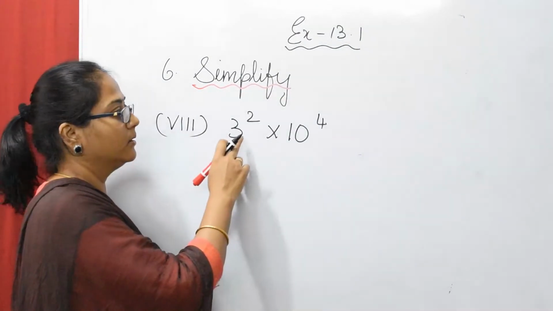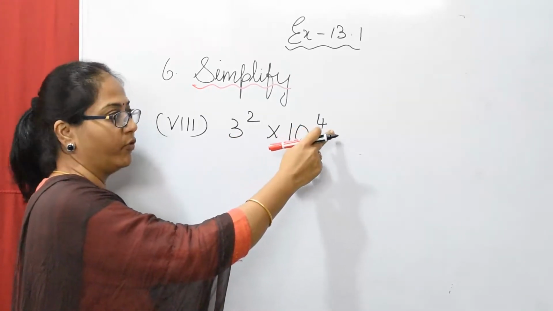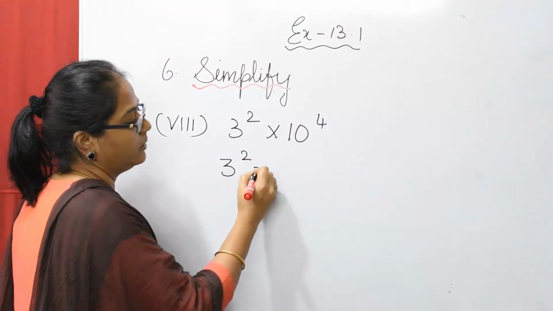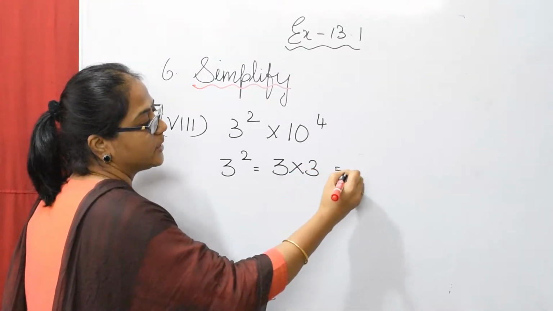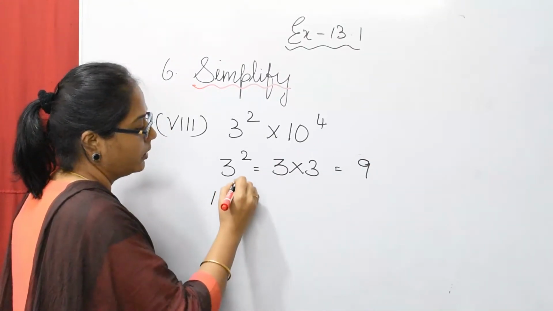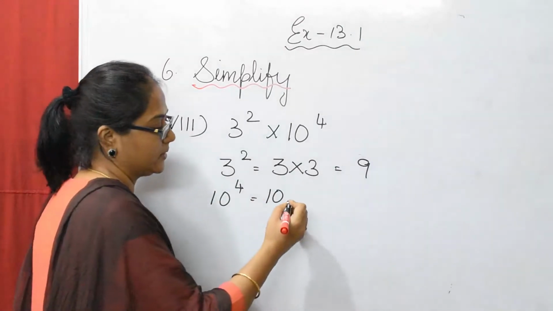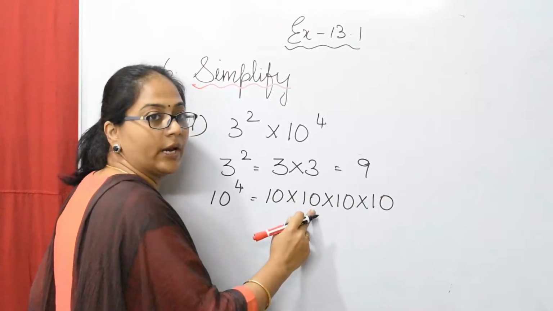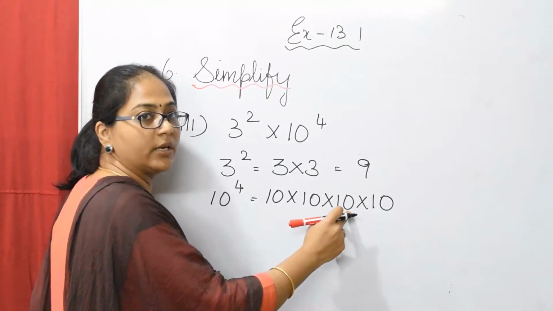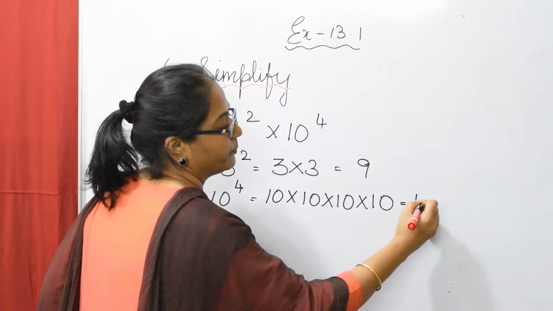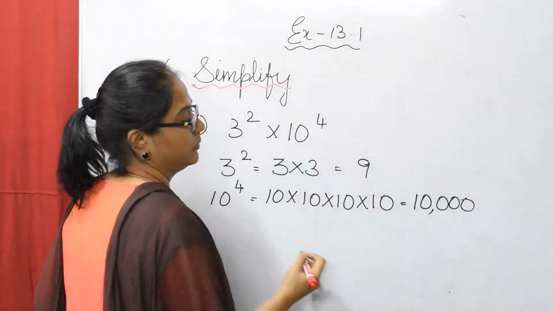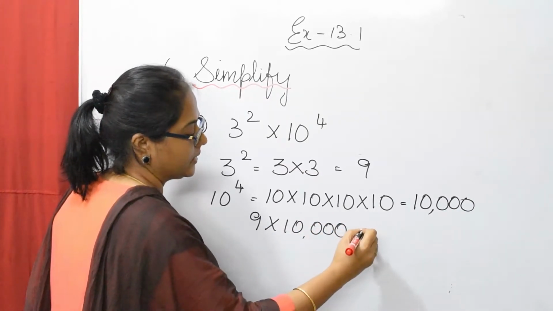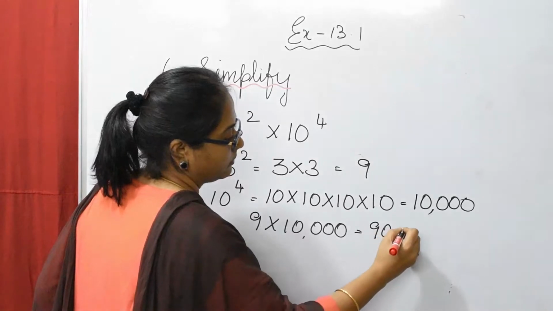Now question number 8, 3 square into 10 to the power of 4. So 3 square means 3 is repeated 2 times, 3 into 3, which is equal to 9. And 10 power 4, 10 is repeated 4 times. 10 into 10, 100, 100 into 10, 1000, 1000 into 10, 10,000. So 9 into 10,000 is equal to 90,000.